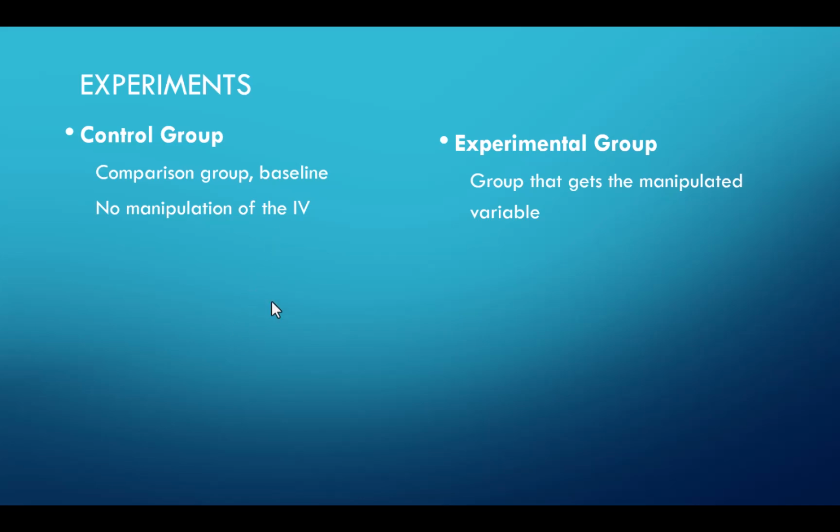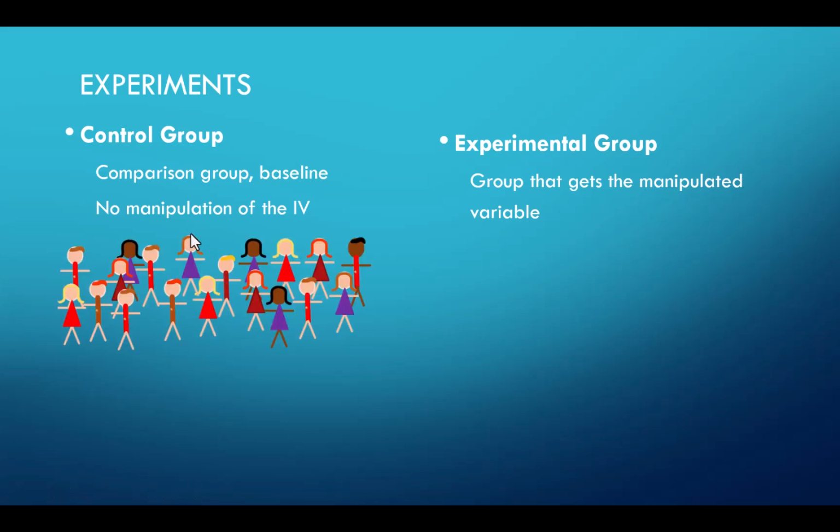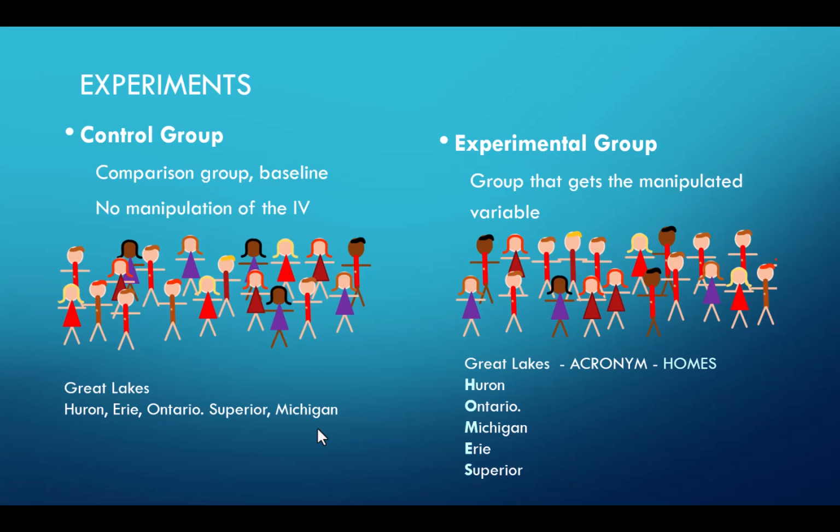Let's go back to our example of a mnemonic device. So the control group would be given this list of words. Let's say it's the names of the Great Lakes: Huron, Erie, Ontario, Superior, and Michigan. The experimental group would be given an acronym, HOMES, to help them remember the names of the Great Lakes. So H is for Huron, O is for Ontario, M is for Michigan, and so on. So the experimental group gets the acronym, the control group does not, and then the researcher would measure the difference in the number of words remembered between the two groups.